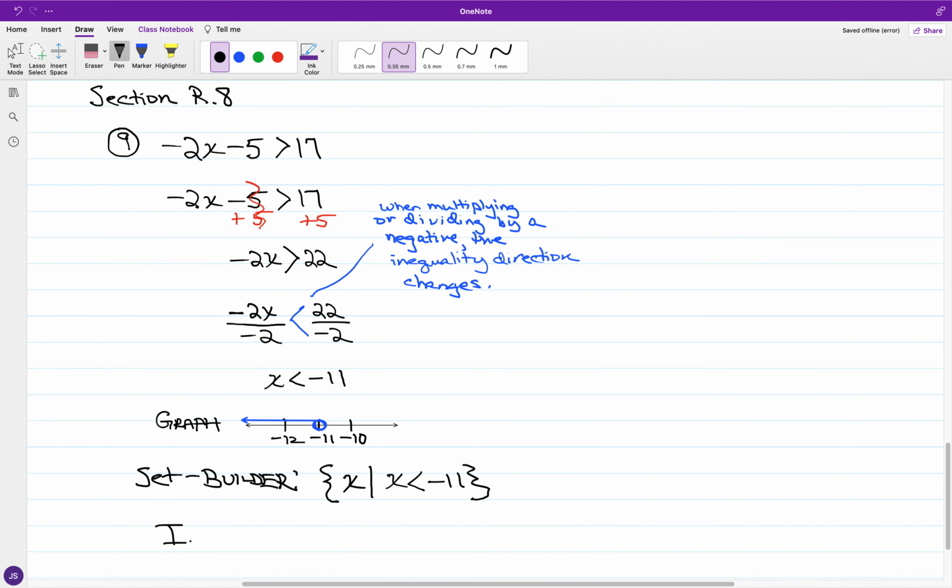And for what we have in terms of the interval solution, okay, so you have, again, going continuously downward. So the lower limit we have from negative infinity, and again we have approaching but not including negative 11. So we have parentheses throughout.